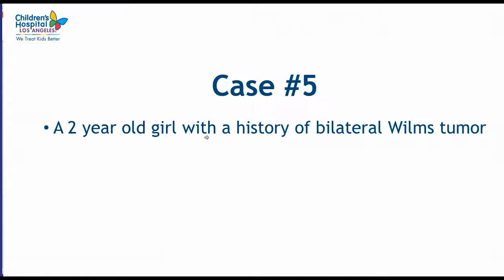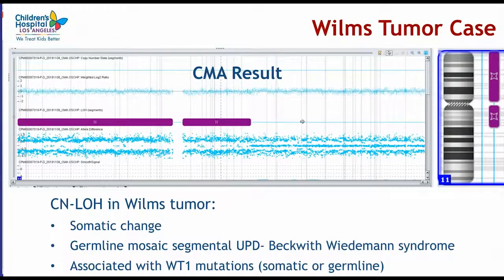So finally, as the last case to illustrate the utility of integrated variant review, I wanted to show an example of a Wilms tumor patient. This was a girl who was diagnosed with bilateral Wilms tumor, which is a little unusual. And array testing detected 11p copy neutral LOH.